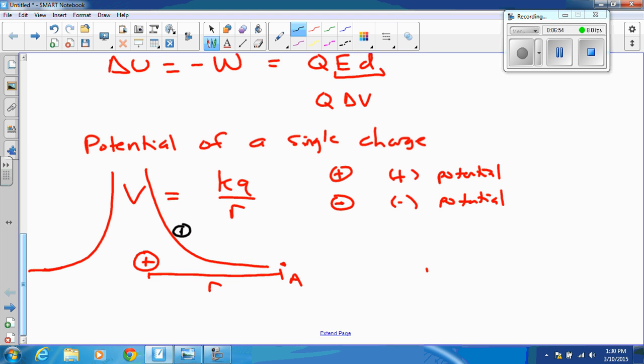If I place another positive charge near it, that other positive charge is going to have potential energy that will push it out away. And that's exactly what we expect, right? We expect positive charges to be pushed out away from other positive charges.